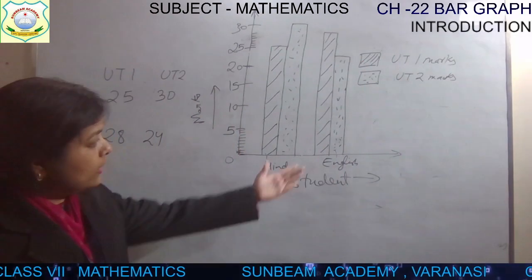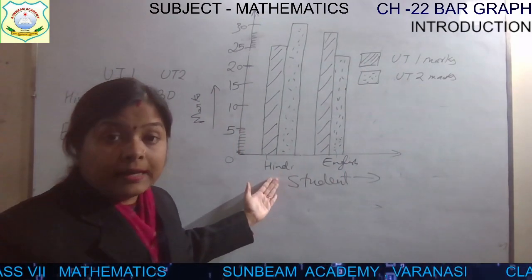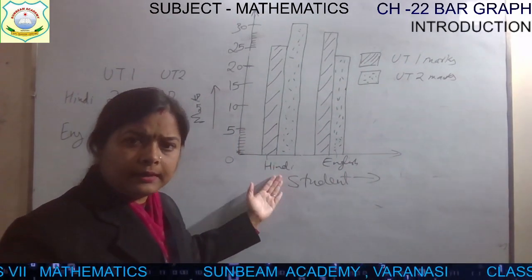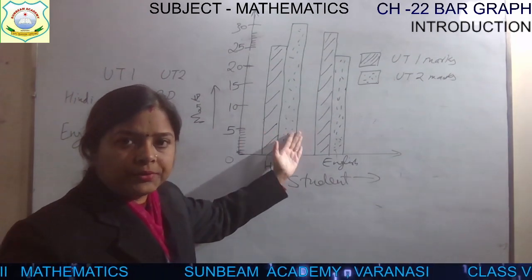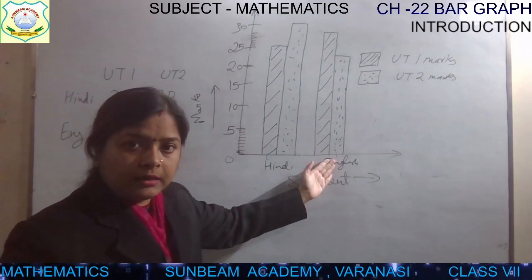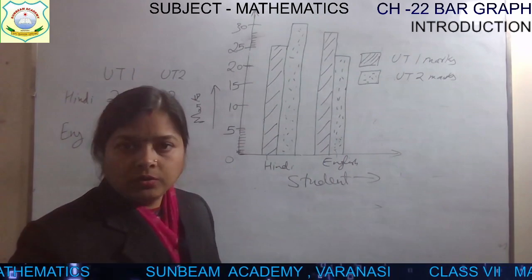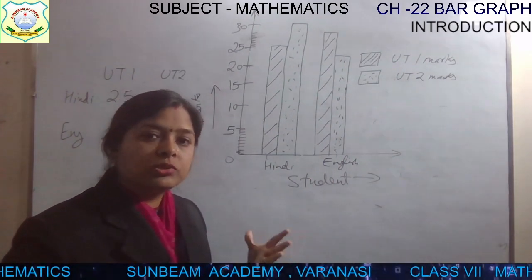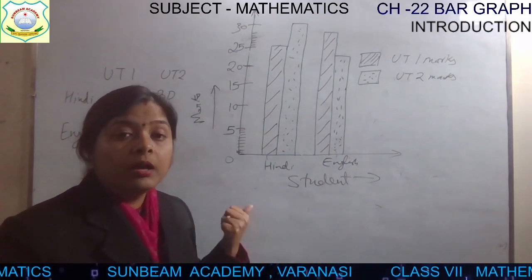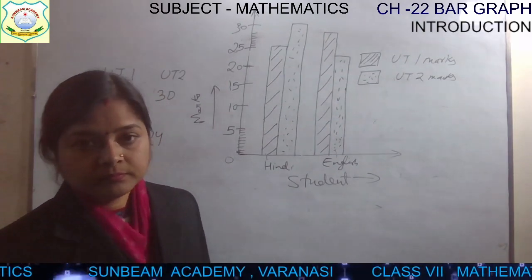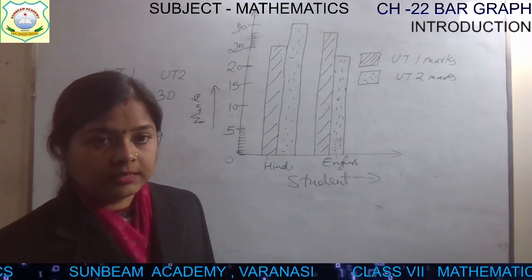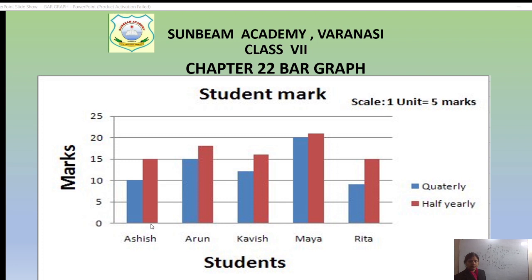So while looking at the graph itself, you can compare that in Hindi, UT1 to UT2 marks were increased, and in English it was decreased. So this double bar graph is used for comparing the data. Now let's see this graph. Okay, how many marks came in quarterly? Ashish, Arun, Kavish, Maya and Rita all had quarterly marks and half yearly marks.